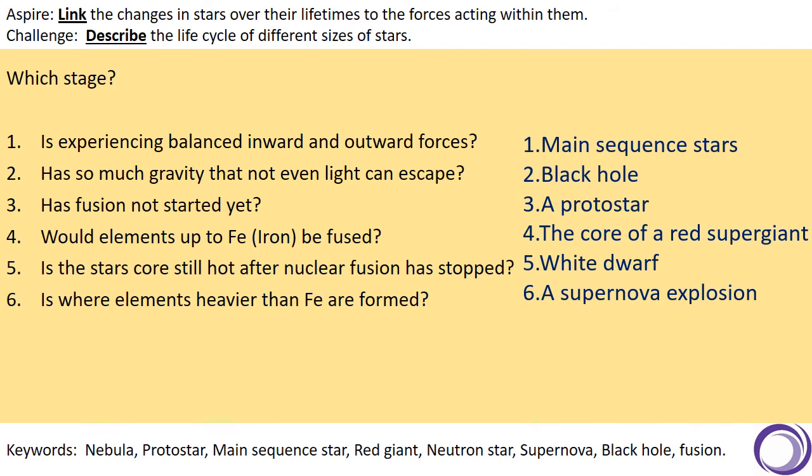Elements up to iron being fused, so that's the core of a red supergiant. So not a red giant, we wouldn't get up to iron made. Star core still hot after nuclear fusion has stopped, so that's a white dwarf. And where are elements heavier than iron formed? A supernova explosion, you could put colliding black holes or neutron stars there if you like.